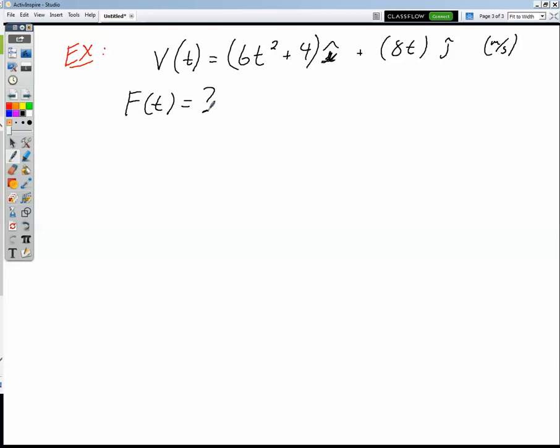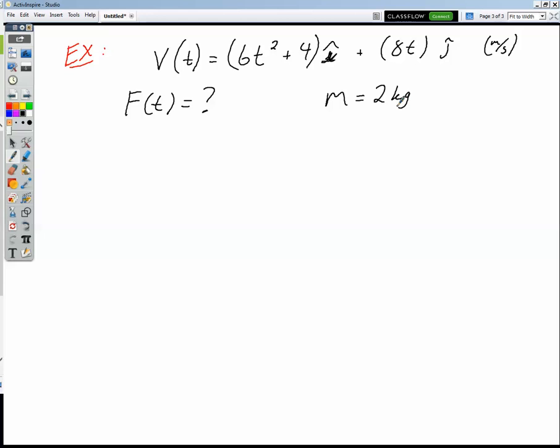So now here's our example. We have a velocity function for the motion of a particle at any time t, 6t squared plus 4 in the i direction and 8t in the j direction. And I want to find the force equation at any time t. I need one more piece of information. Let's again say that the mass of this particle is 2 kilograms.